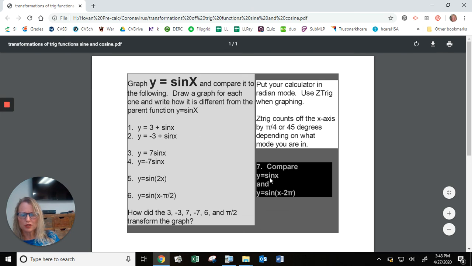But 7, I want y equals sine x in one and y equals sine of x minus 2 pi in the other, and tell me how they are different. I hope that helps.